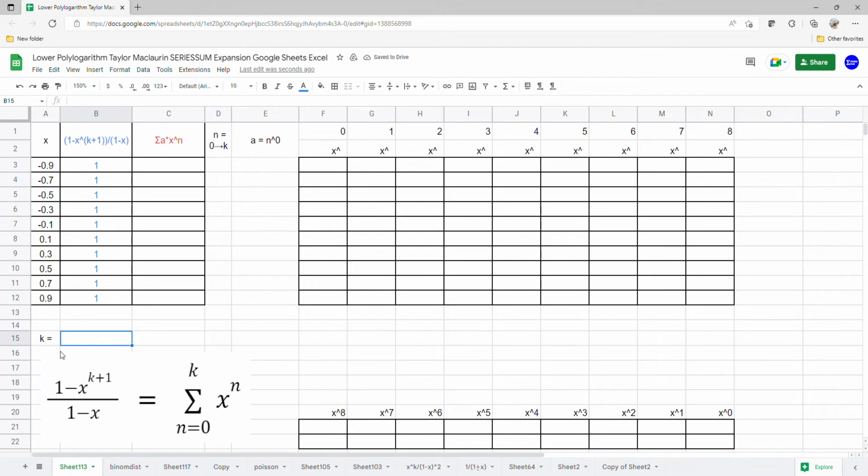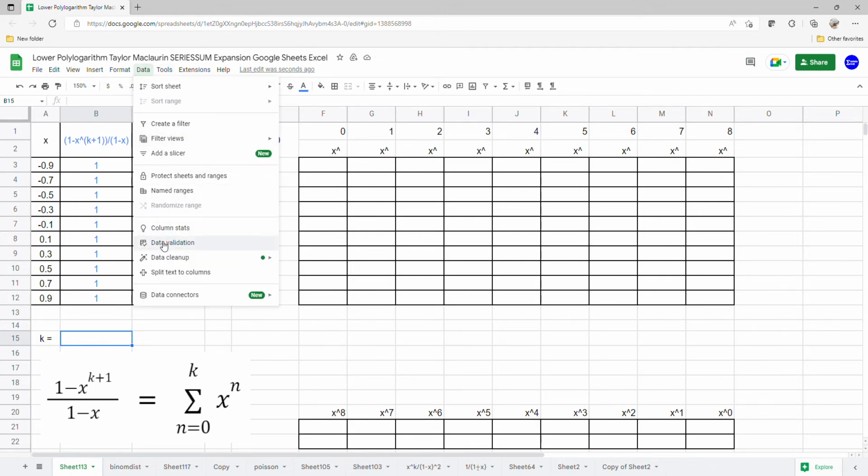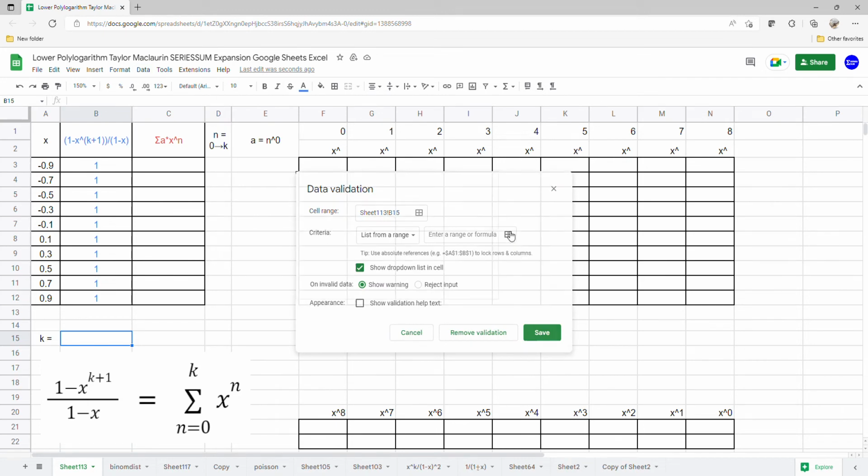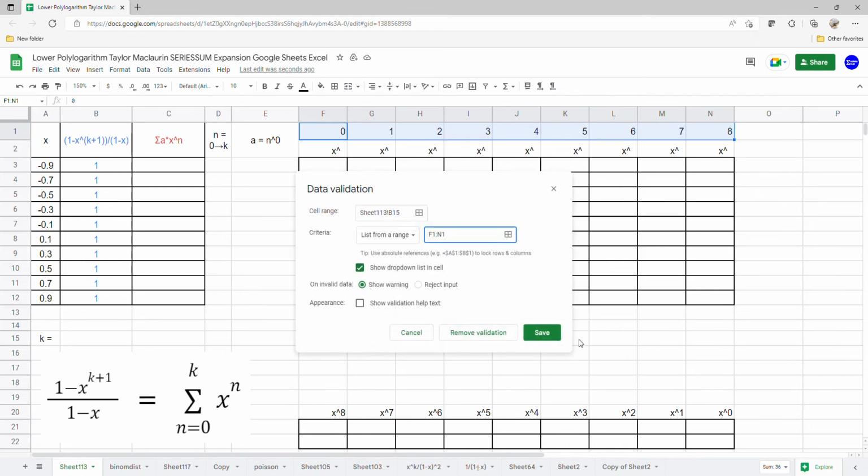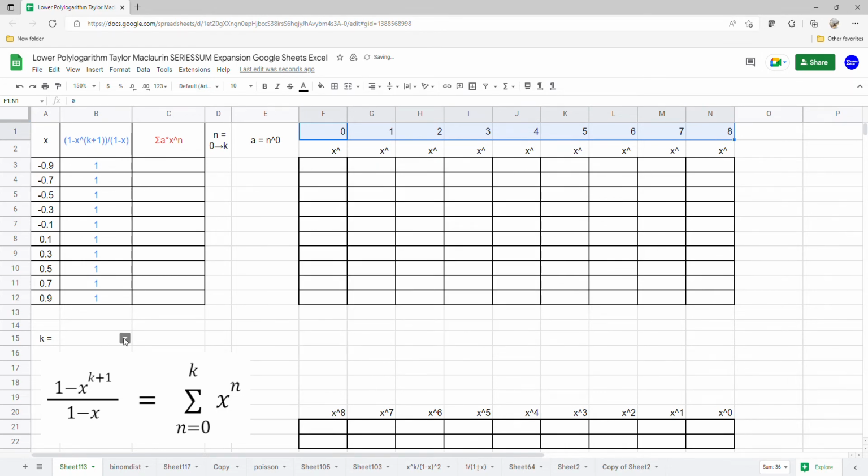And the value of k, which is data validation, over the range 0 to 8 and enter. Save. So we can start from 0 and 1 and 2 and 3.